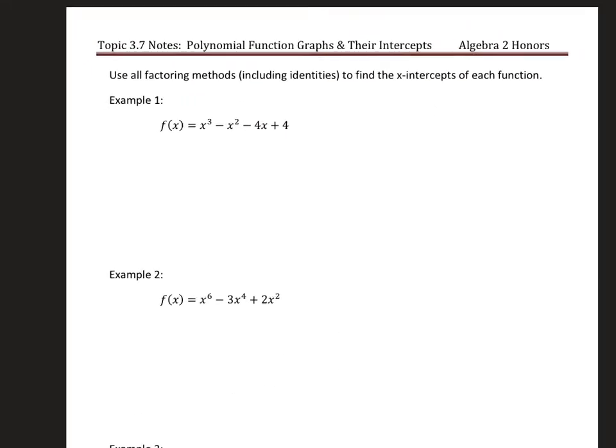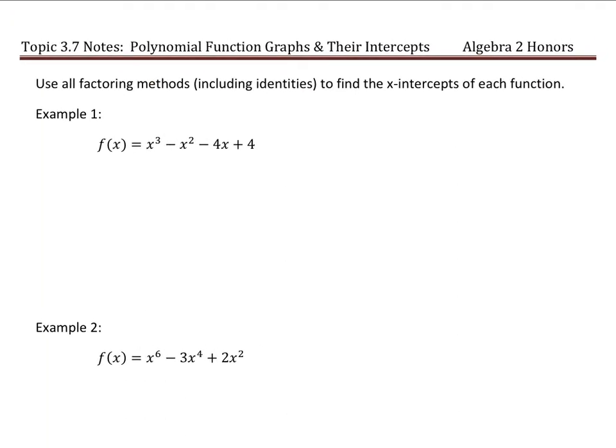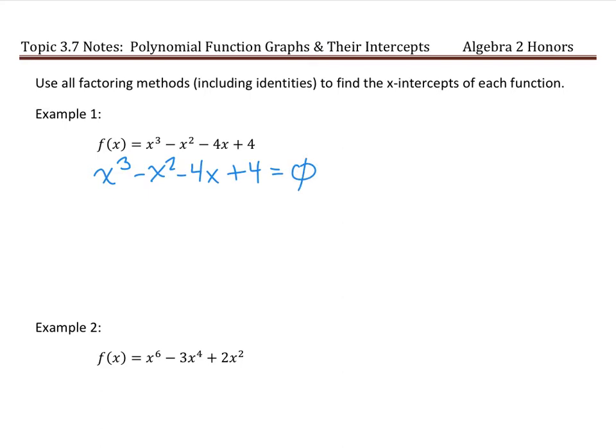Okay, at this point, we've already gotten some practice using all the various techniques that we know of to factor. So I've got 3 examples here that we're going to use. And of course, we're going to set this function equal to 0, so our output's going to be equal to 0. I'm going to switch it around and put the 0 on the right side. I just find it a little bit easier.